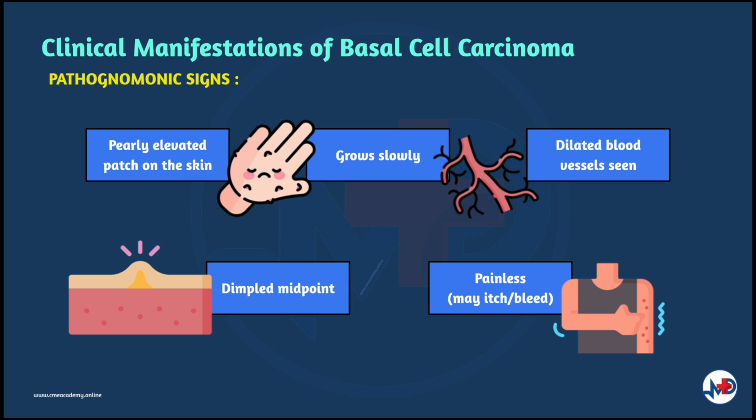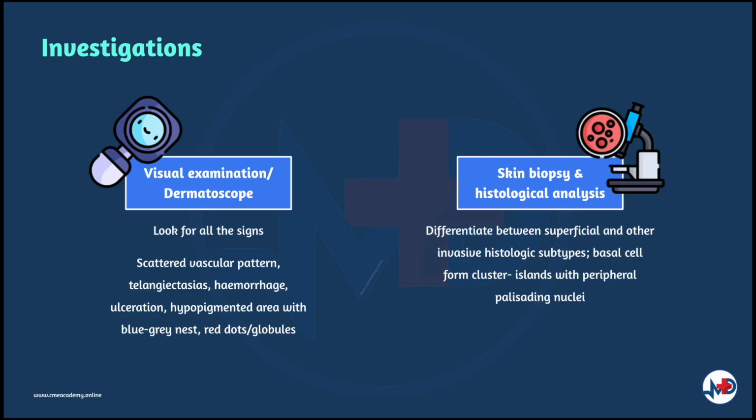Basal cell carcinoma's pathognomonic signs are a pearly elevated patch on the skin with a dimpled midpoint. It grows slowly and is painless, but might itch and bleed, and there will be surface telangiectasia. A complete skin examination should be done to look for signs of basal cell carcinoma.